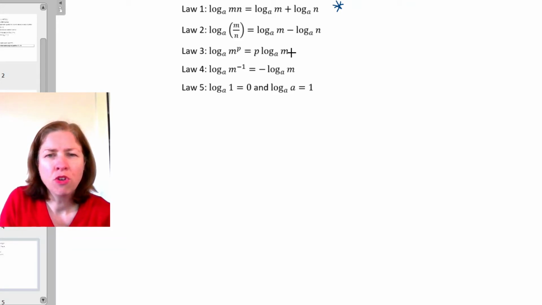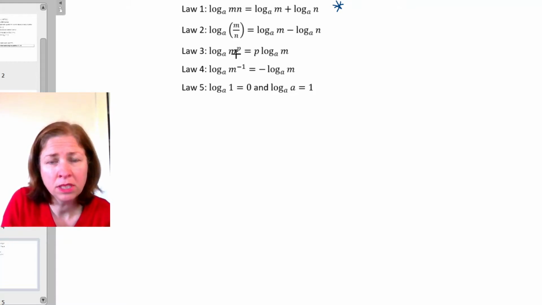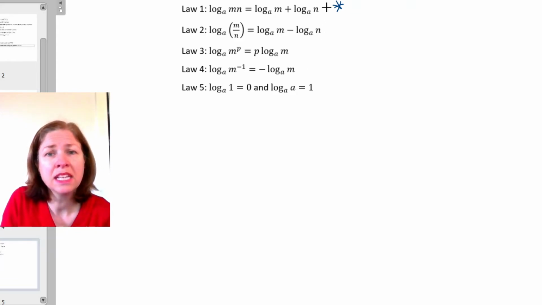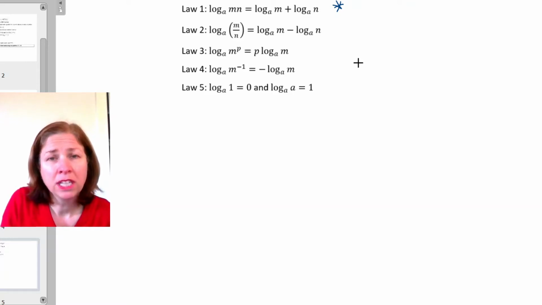Now, this third law is sort of an extension of the first law. If I've got m to the power of p, that's m times m times m times m times m, p times. Log base a of m to the p is the same as log base a of m plus log base a of m plus log base a of m, p times. So this is a special case of the first law, but it's really useful. It means that if I've got a power inside my logarithm argument, then I can bring that power out the front as a constant to multiply, and vice versa. All right, and you'll see me use that in a little while.